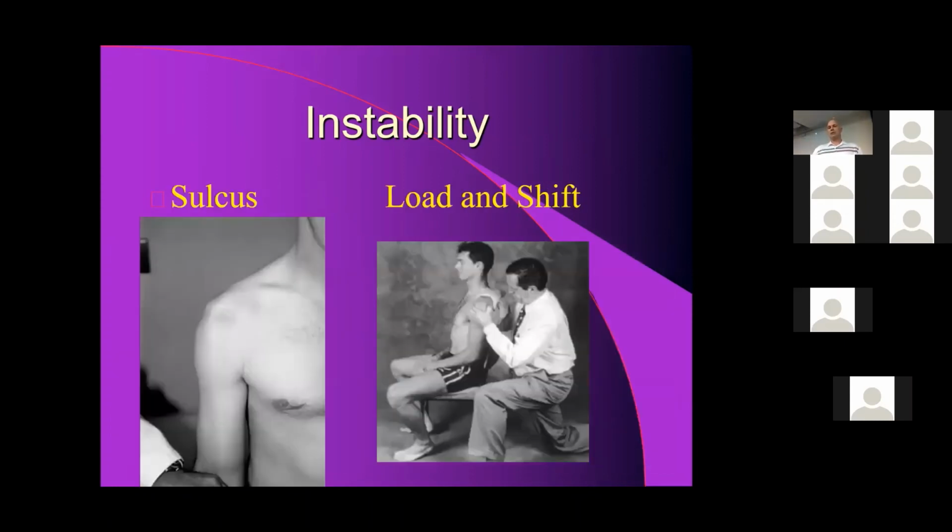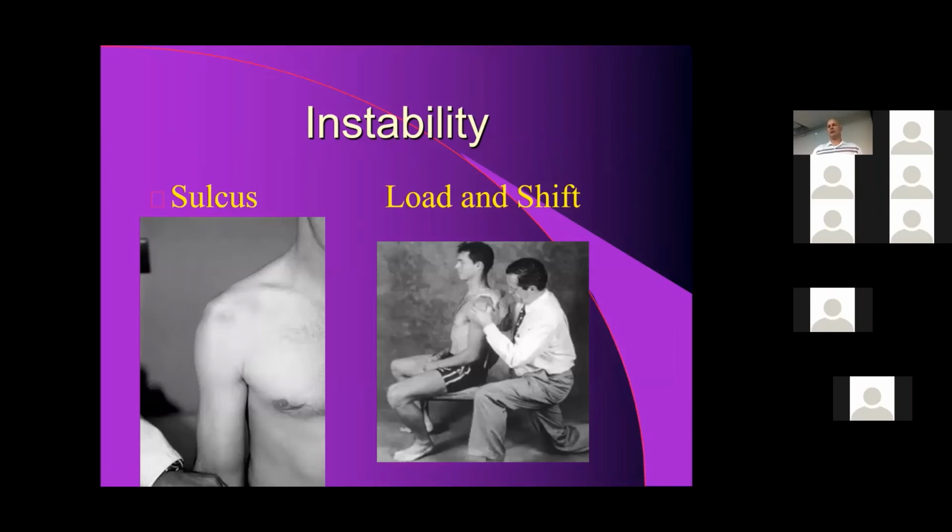The other thing you do is more passive tests of the stability of the humeral head. You pull down on the elbow, and you'll see a little sulcus show up off the edge of the acromion. This little divot will appear if somebody has inferior capsular laxity.